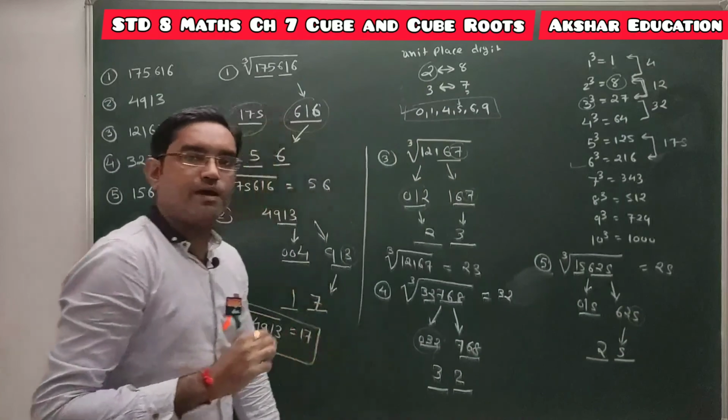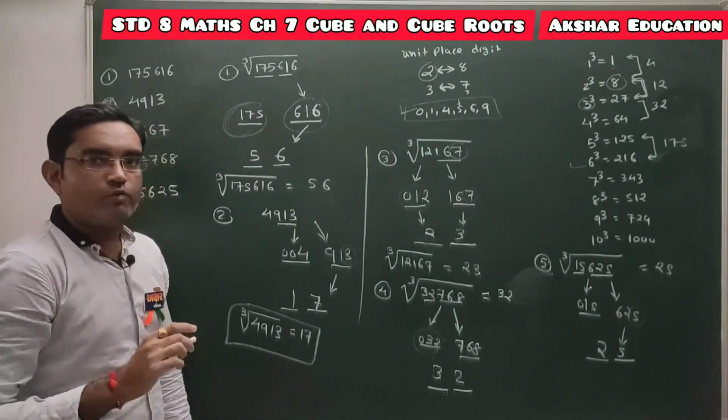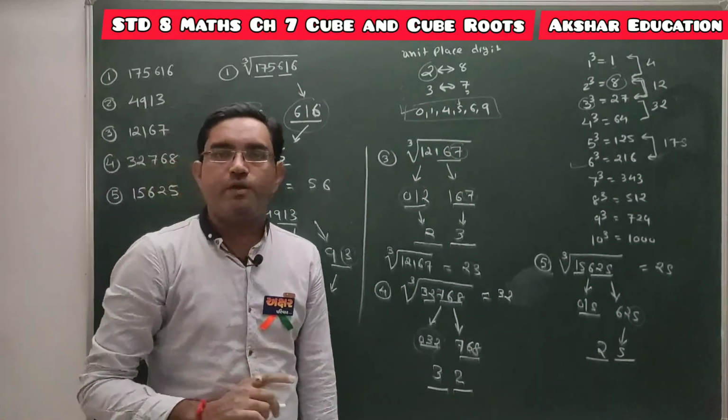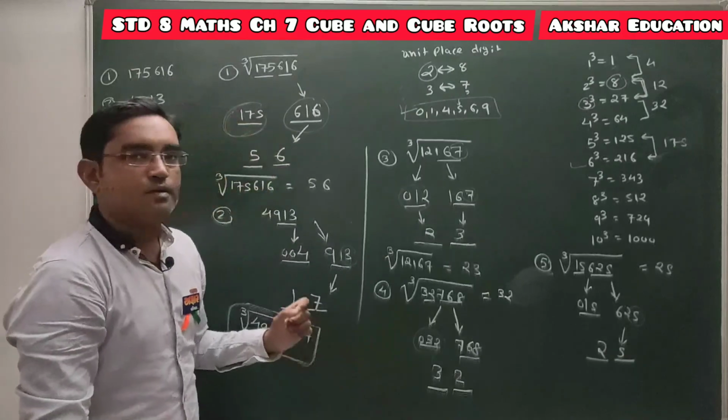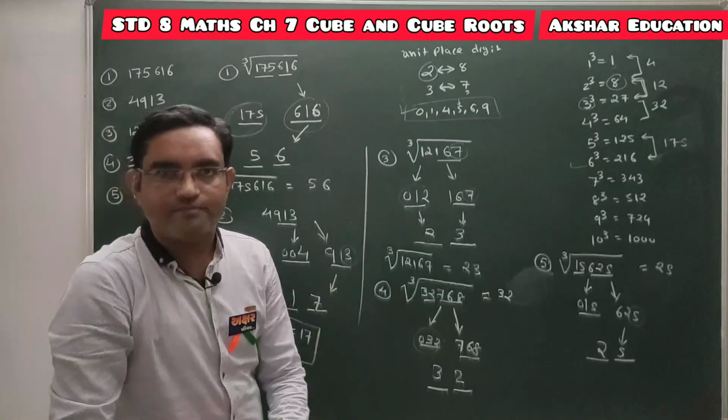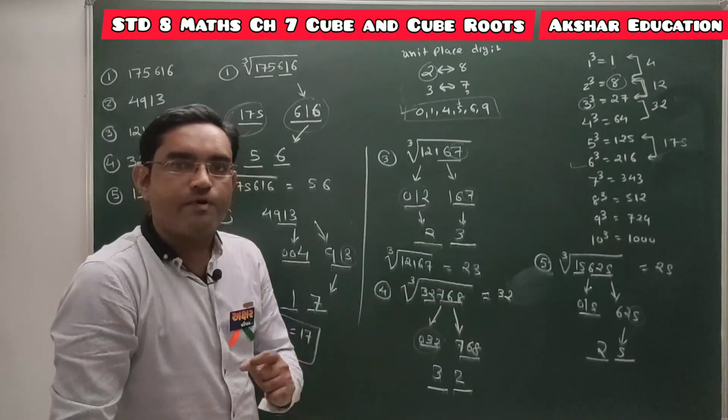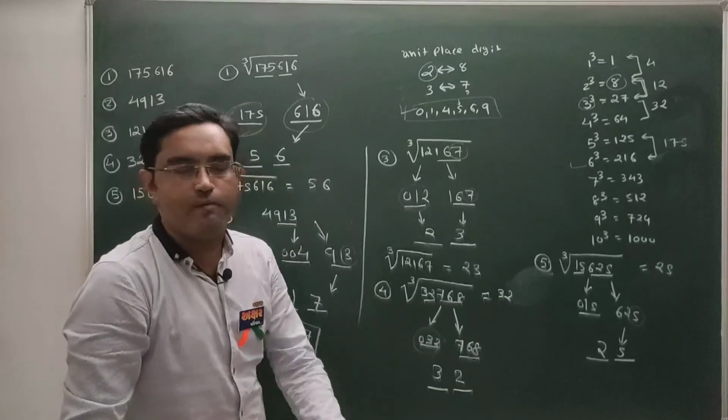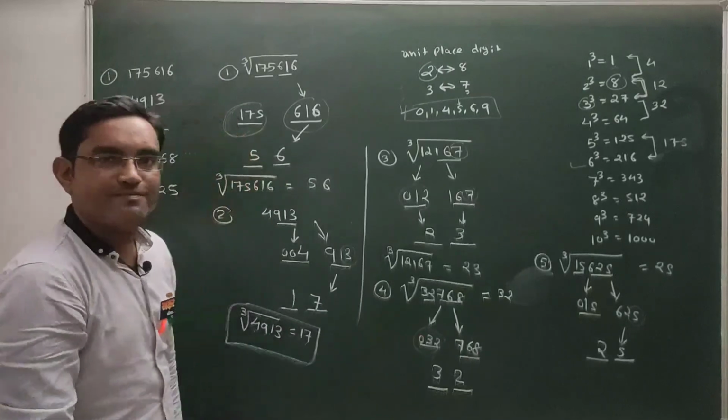Done. So this is how we can find the cube root of any given perfect cube number without any calculation. This is known as the method of estimation, the method of estimation to find the cube root of any given number. Pause the video and note it down.